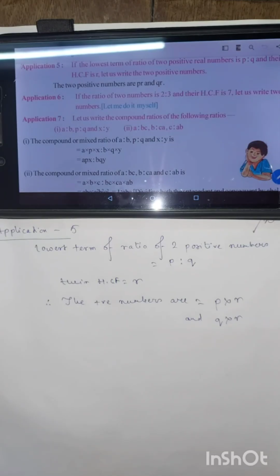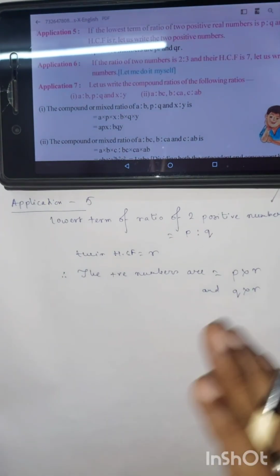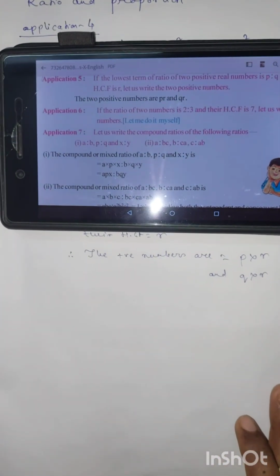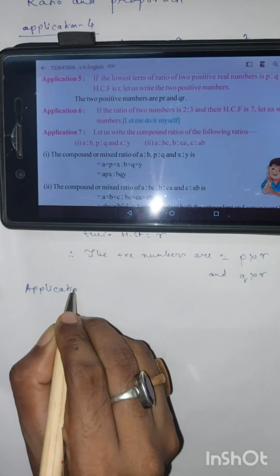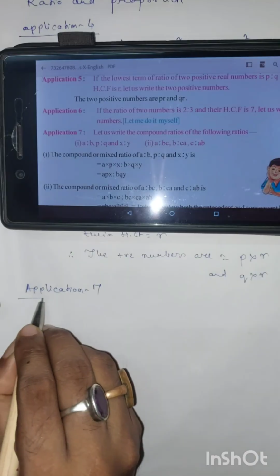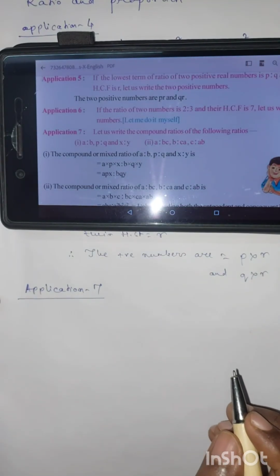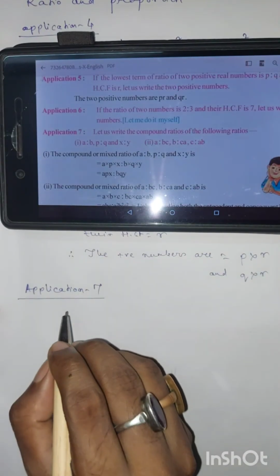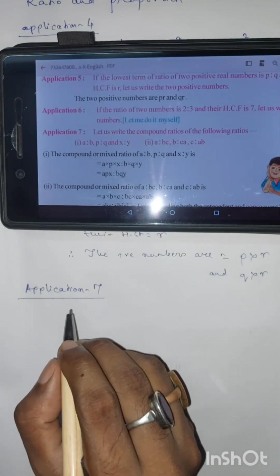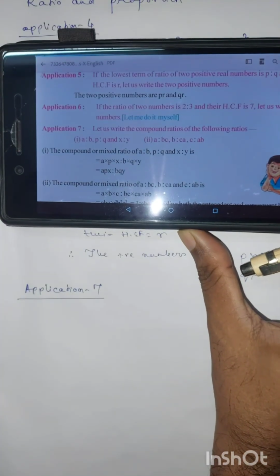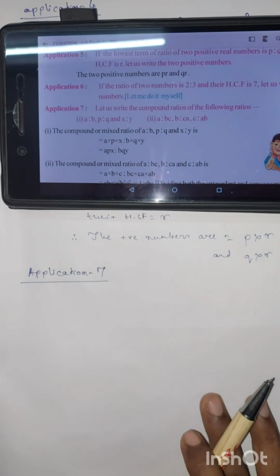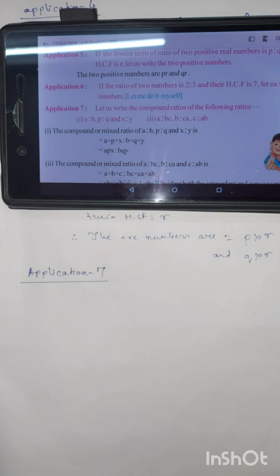Application 7. Let us write the compound ratios of the following ratio. Okay. Application 7. Let us take Roman 2 only. You can do Roman 1 by yourself.